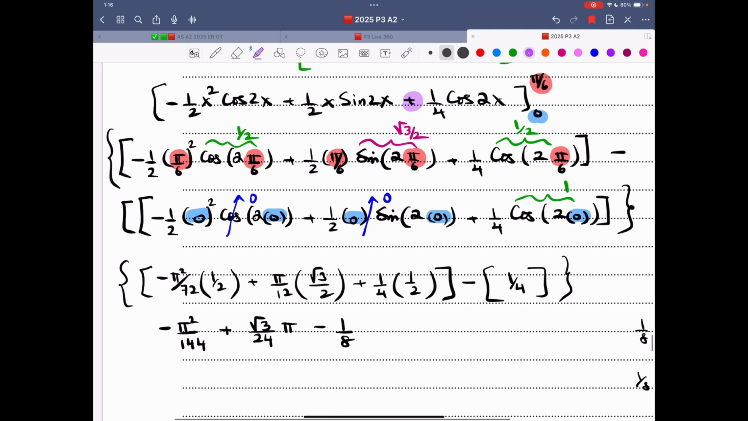Now have a good look. Pi by 6 is the upper limit. That goes over here, that goes over here, that goes over here. 2 times pi by 6 is pi by 3. Cos of pi by 3 is half. 2 times pi by 6 is pi by 3. Sine of pi by 3 is root 3 over 2. 2 times pi by 6 is pi by 3. Cos of pi by 3 is half.